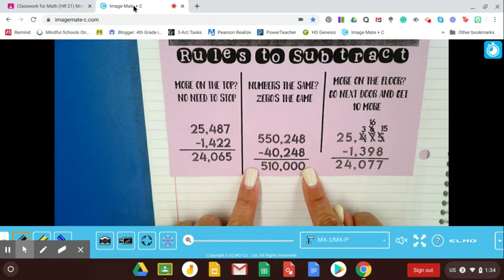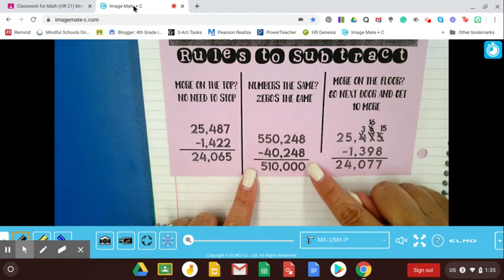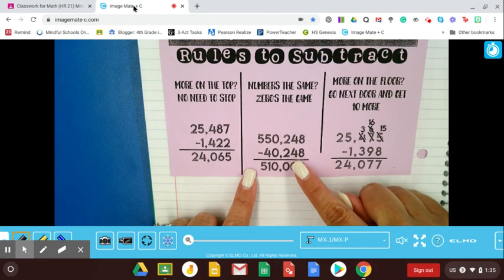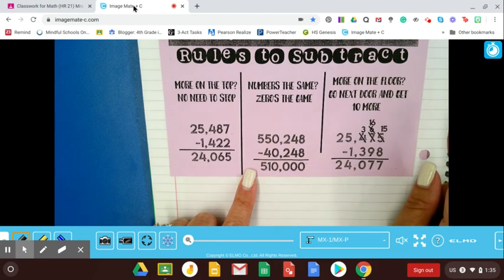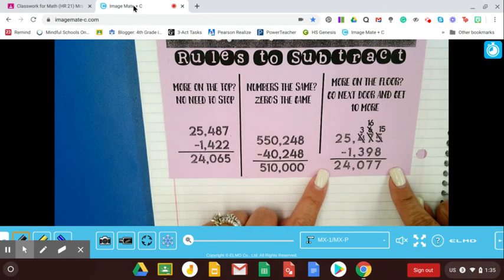But this is pretty easy too. So if your numbers are the same, then you're going to get a 0. 0 is the game. So 8 minus 8 is 0. 4 minus 4 is 0. 2 minus 2 is 0, and so forth. It's this one right here that we kind of have the most trouble with in 4th grade.